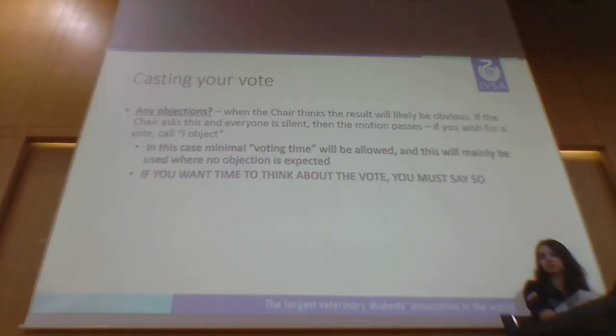If you feel like you do not agree with that motion, you're allowed to get up and say, I object. So that would mean you go straight to a vote. No more discussion, discussion ends. Minimal time will be allowed, so you'll quickly get to discuss and sort everything out, and then you go straight to the vote. If you need more time to think about it, you need to tell the chair, because the chair is going to go straight to a vote.